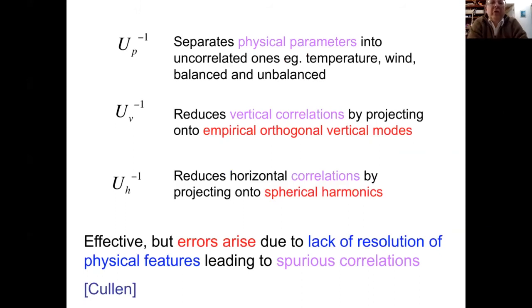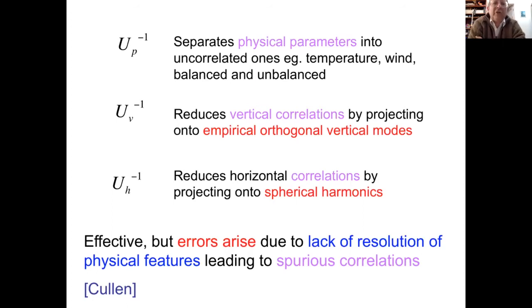Typically, what's used in the Met Office is, first of all, a transformation which separates physical parameters which we expect to be only loosely correlated, so that temperature and wind are loosely correlated, and balanced and unbalanced. Basically, balanced meteorology is a slowly varying meteorology where you balance the pressure gradient with the Coriolis terms, and unbalanced is what you get when you move away from that. A second transformation projects the vertical behavior onto certain orthogonal modes. The atmosphere is very, very stratified, and therefore different bits of the atmosphere tend not to be too correlated with other bits vertically. And then thirdly, you try to reduce horizontal correlations by projecting onto spherical harmonics.